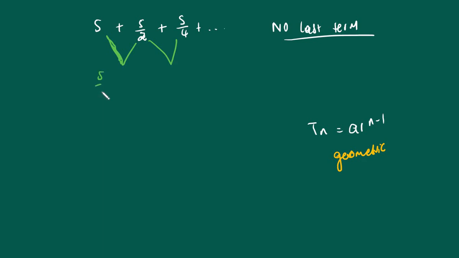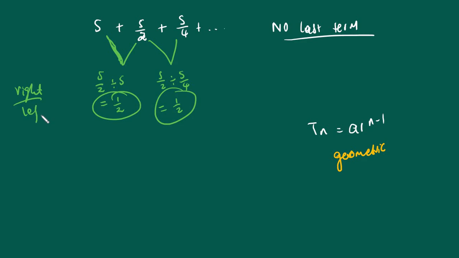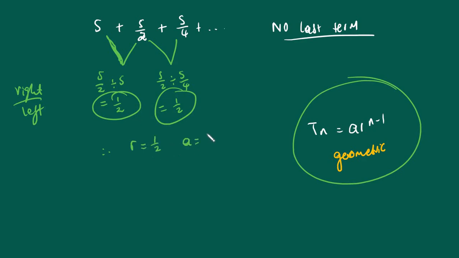So now I'm going to try 5 over 2 divided by 5. That one I think I can do mentally. It's going to be a half. And then if you say 5 over 2 divided by 5 over 4, that is also going to give you a half. So since this number is the same, and we got it by saying right divided by left, or T2 over T1 and then T3 over T2, and we found that they are equal, therefore it's geometric. And therefore our r is going to be a half and our first term is going to be 5.